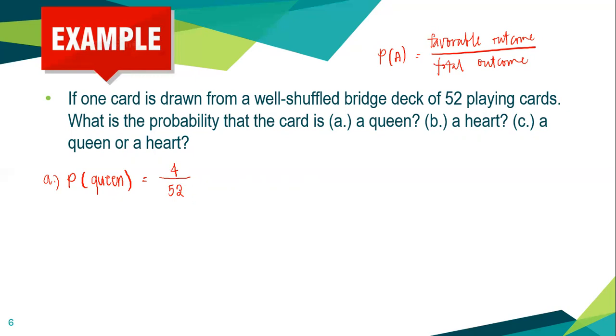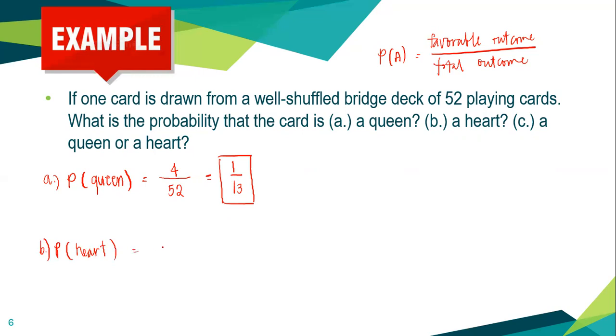So we have 4 over 52. Again, kailangan naka-lowest form. 4 over 52 is also equal to 1 over 13. Then 1 over 13 will be your final answer. Okay? How about letter B? Probability of heart.